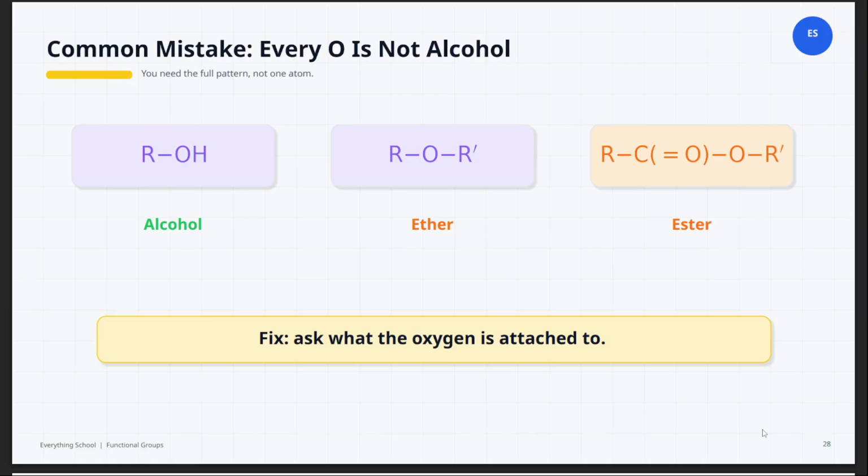So the fix is simple. Never identify a group from one atom alone. Oxygen is not enough. Look at the full pattern around oxygen. Ask whether there is hydrogen attached. Ask whether there is a carbonyl next door. Ask what is on the other side of the oxygen.